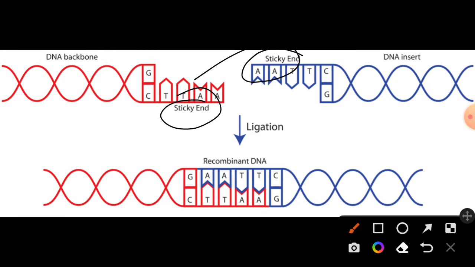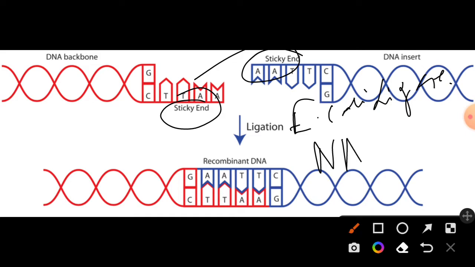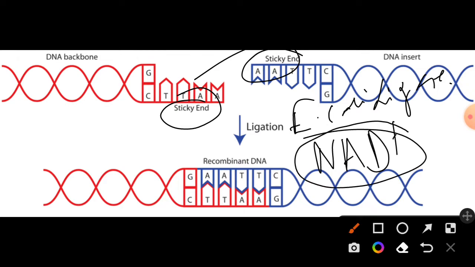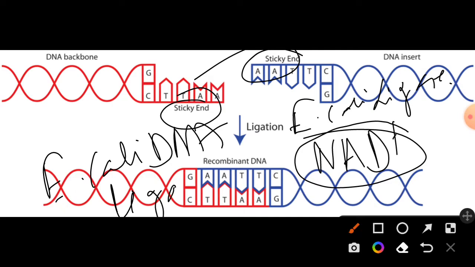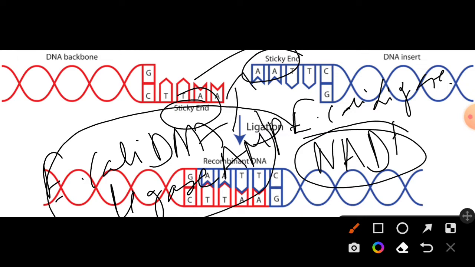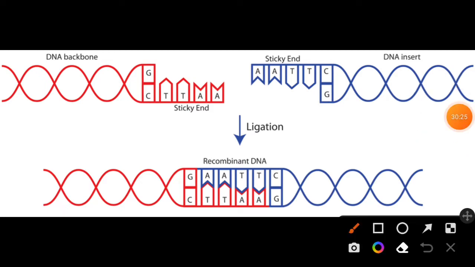Remember, there are two kinds of ligase present. One is E. coli ligase, or E. coli DNA ligase, and it uses NAD plus as a cofactor. What will occur? This NAD plus will simply split and result in the formation of the E. coli DNA ligase AMP complex. That is the AMP complex formation.